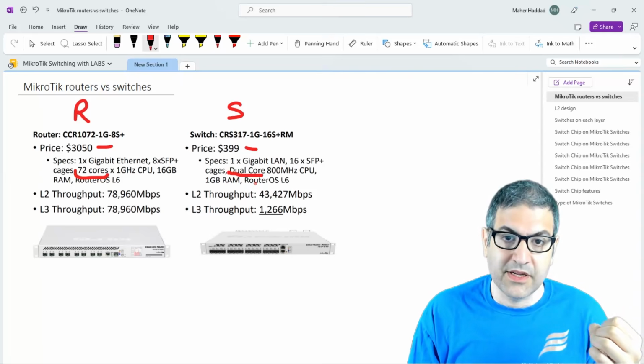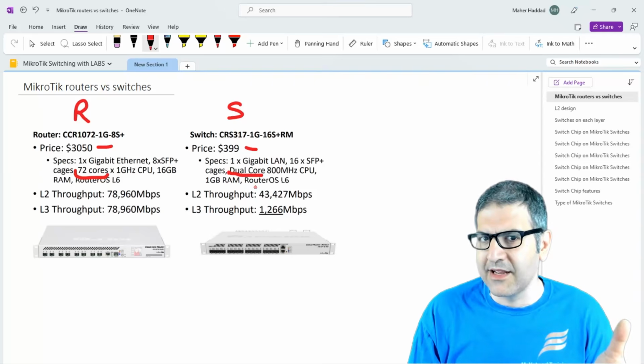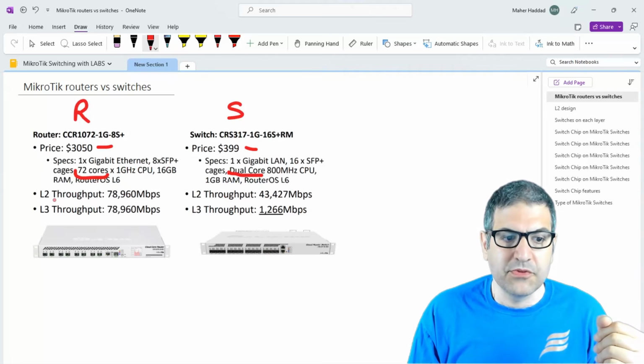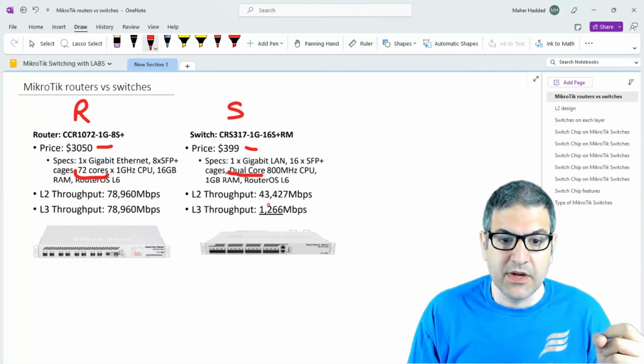That means that the router can take more load than the switch. So if you buy a switch and you run on it, for example, BGP routing, you end up having problems because the switch is not made to run the BGP routing protocol. Now, look at the throughput. For the router on layer 2, which is the data link layer, meaning the switching part, it can give you something like 78,960 megabit per second. This one gives you 43 megabit per second. So you see also a bit of difference over here.